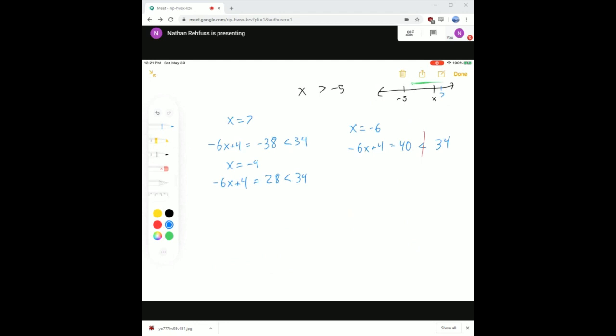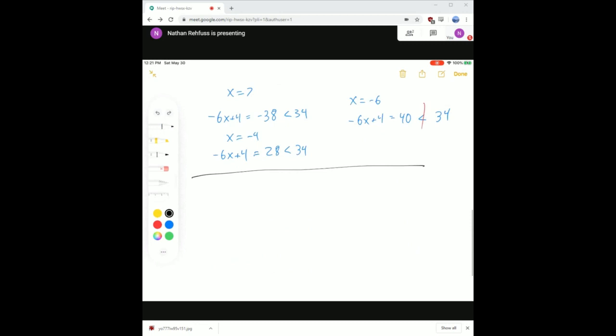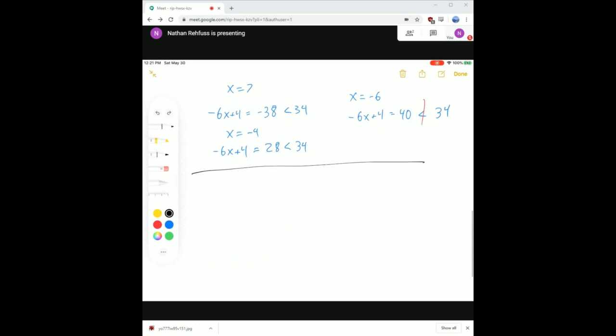Let me do another inequality. Whoops, don't need a number line right now. I'm going to draw a number line in a second. I'm going to talk about 3 different ways to represent your answers to see what interval notation is. So let's say you told me that 2x plus 3 was greater than or equal to 5.